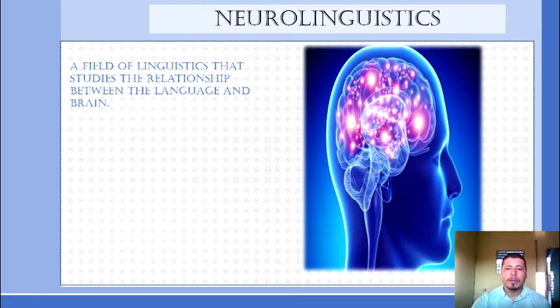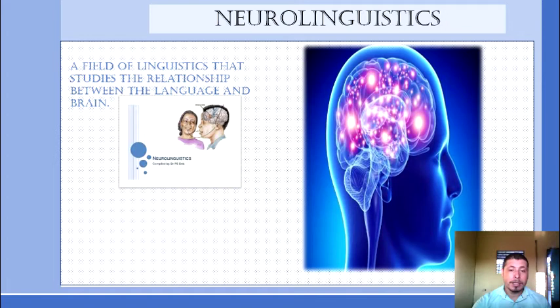Now here we see all the different parts of the brain, and the lights you can see here are the way that the brain is functioning. Next you see this image. We have this girl right here and this boy.